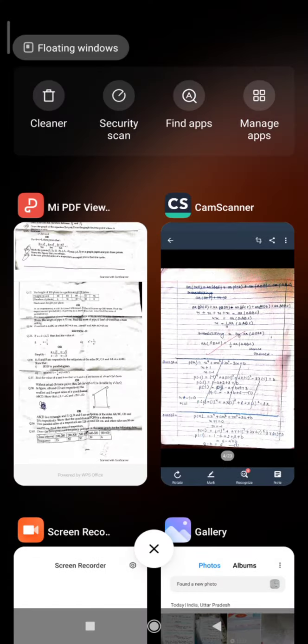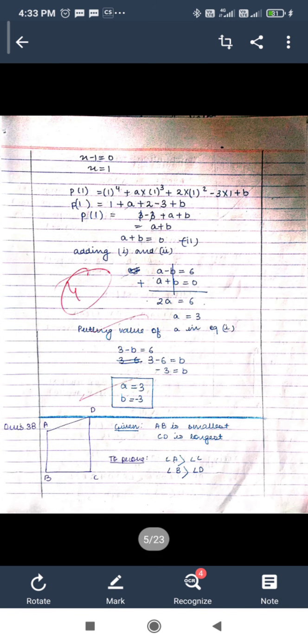In question 37, we have to find the values of a and b so that x plus 1 and x minus 1 are the factors of the given polynomial. Since x plus 1 and x minus 1 are the factors, we can say that x equals minus 1 and x equals plus 1. We will substitute these values in the polynomial p(x), that is p(1) and p(minus 1), so we will get two equations. Now, by either the elimination method or the substitution method, we will find the values of a and b.